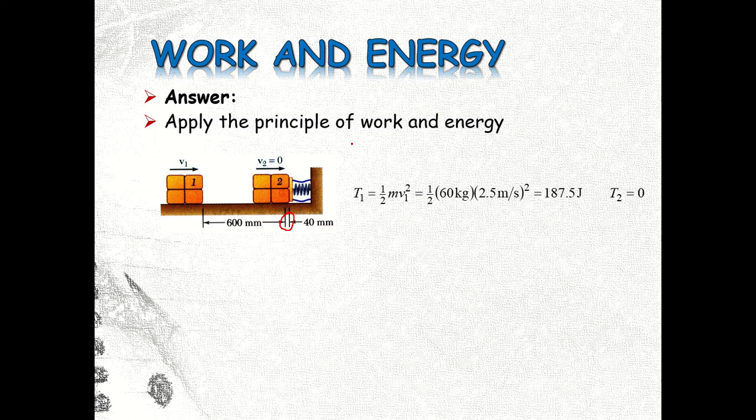And for T2, T2 is equal to 0 because the velocity here is equal to 0. So again, T2 here is 1 half m v sub 2 squared. So since v2 is equal to 0, naturally T2 becomes 0 also.